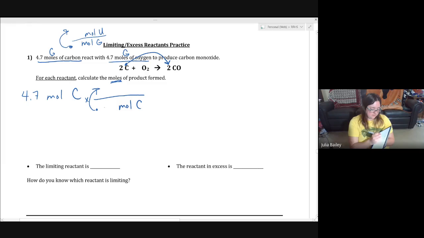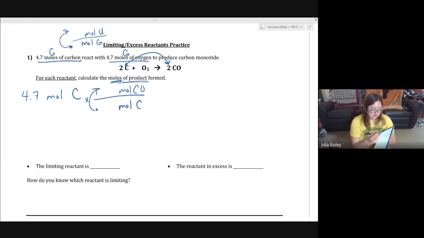Your moles of your given were the moles of the carbon, and then on top, your moles of CO, the product, is what our unknown is. We always have to find the product for a limiting problem. It even says calculate the moles of product here, and there's only one product, carbon monoxide.